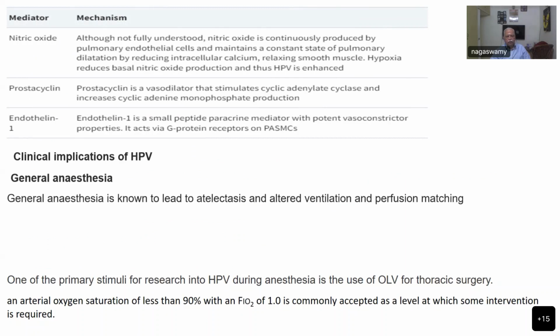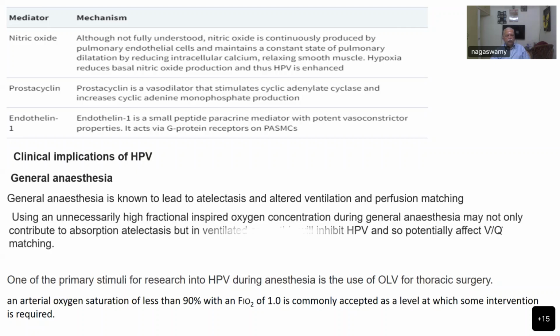And the clinical implications: when you give general anesthesia, it may lead to some areas of atelectasis. All of us know there is a 20 to 30% collapse, especially in the supine person under general anesthesia, because of the elevation of the diaphragm. The basal portions of the lung, majority of the time, go into atelectasis. So there, this hypoxic pulmonary vasoconstrictor reflex is the one which has to prevent the VQ mismatching.